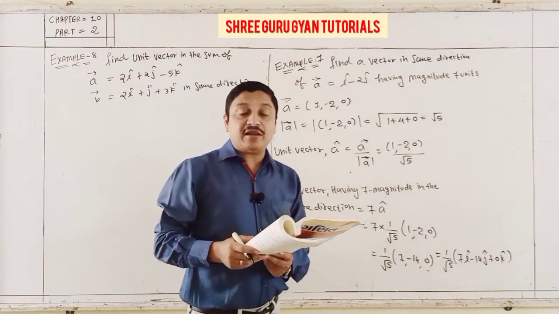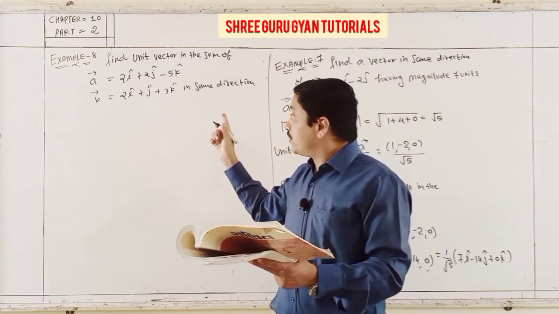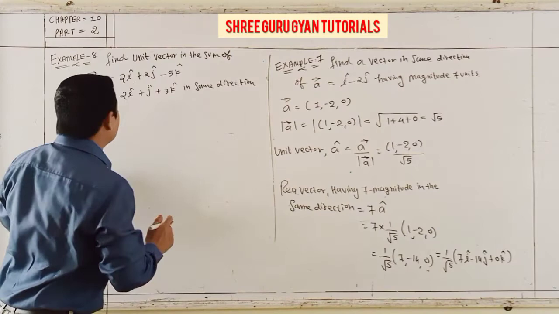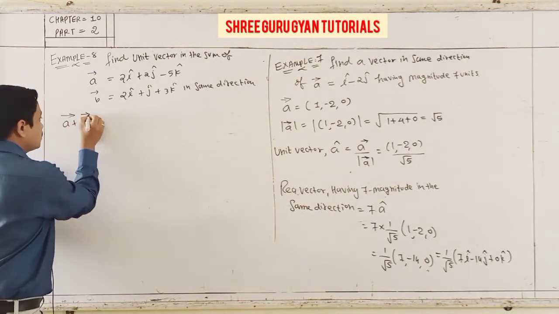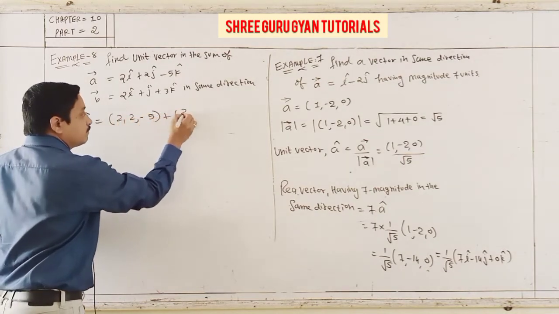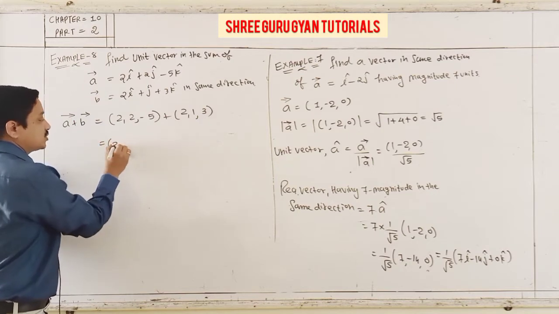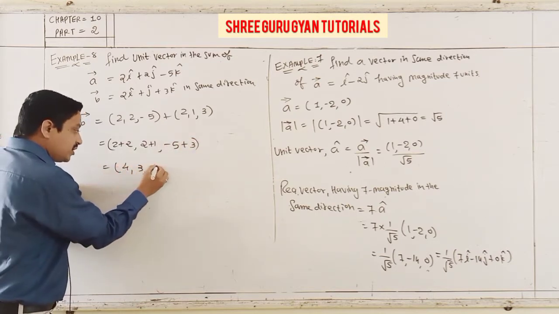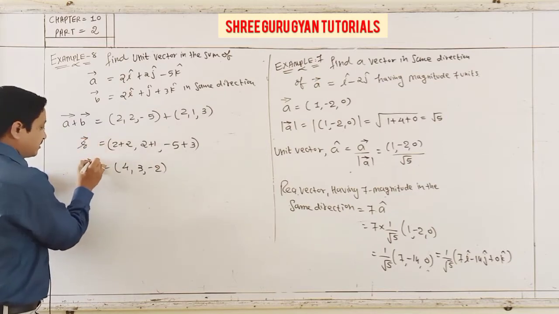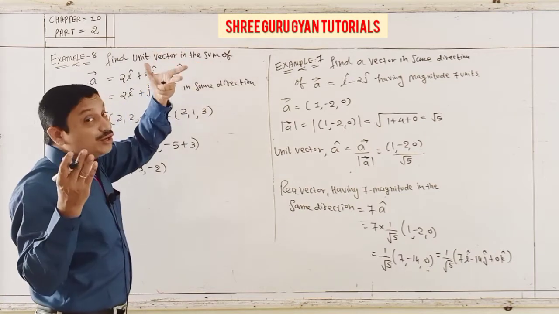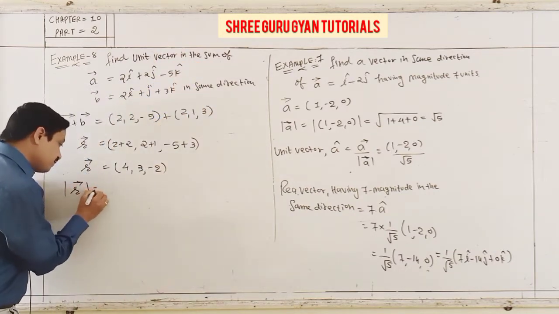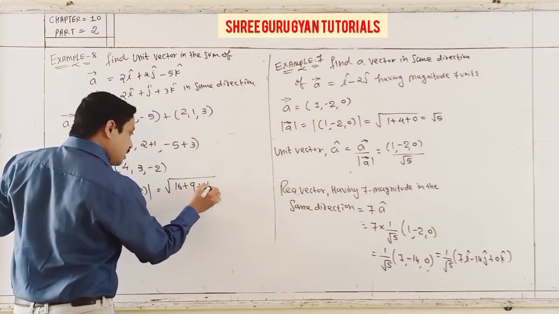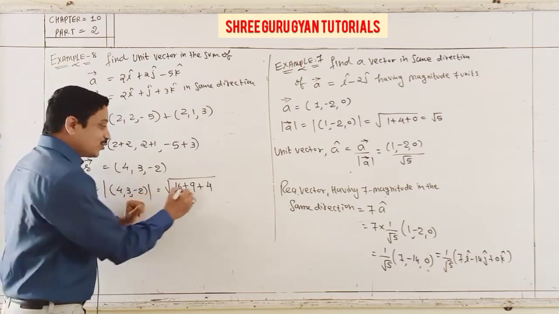Students, first of all I make the sum, because I want the unit vector in the direction of the sum of both. So a + b: a has 2, 2, -5 and b has 2, 1, 3. Adding: 2 plus 2, 2 plus 1, and -5 plus 3, so 4, 3, -2. I consider this as vector r. The magnitude of r, with components 4, 3, -2, is the square root of 16 + 9 + 4, which is 25 + 4 = 29.